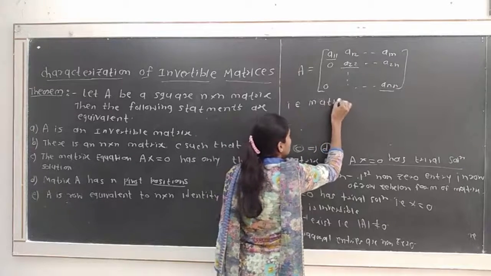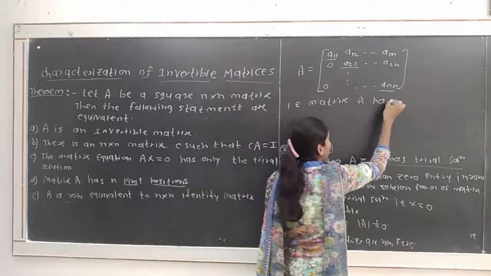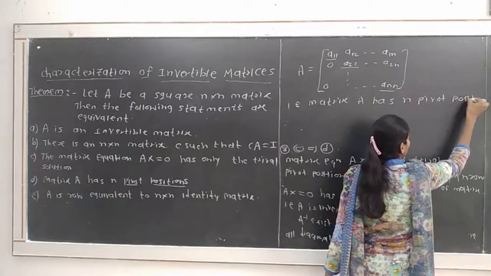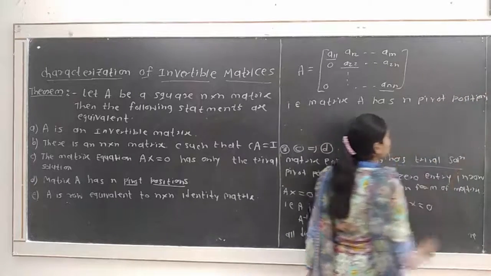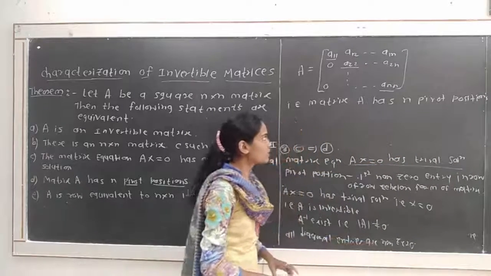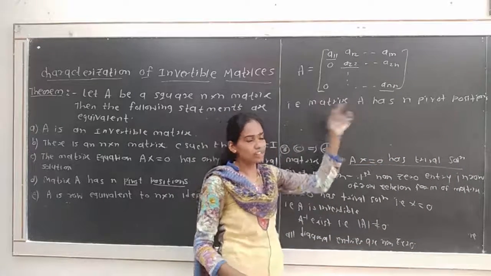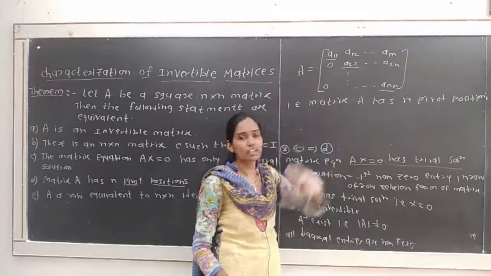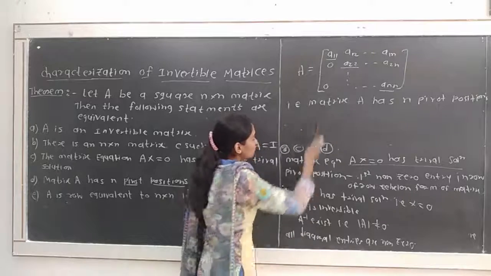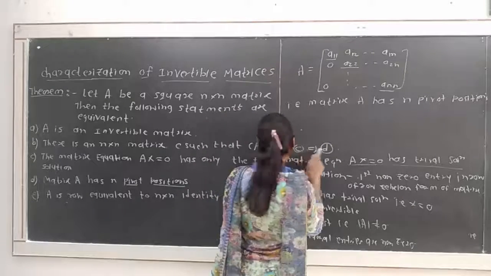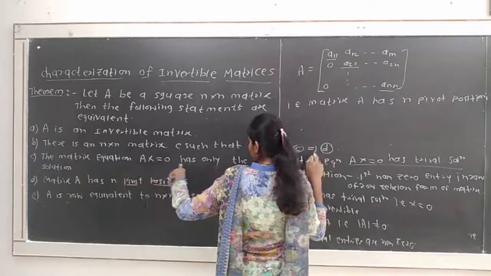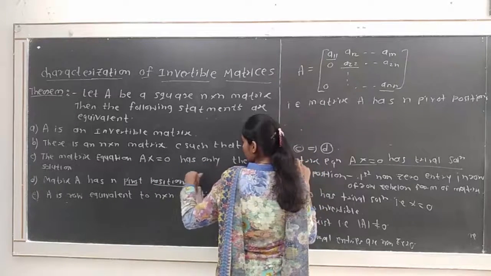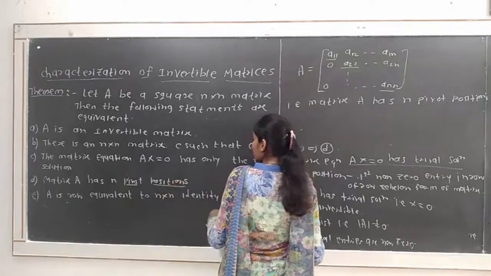matrix A has n pivot positions. Okay, matrix A has n pivot positions. All the diagonal entries are non-zero, which are the pivot positions, and here the matrix is of order n, so we get n pivot positions. Okay, so in this way we show C implies D, that is, if the matrix equation has only the trivial solution, then matrix A has n pivot positions.